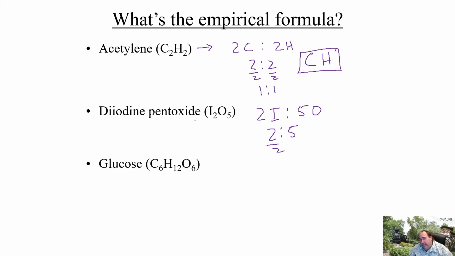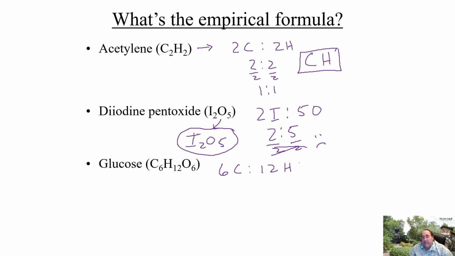That means if I try to divide by 2, that's a little problematic. That's not going to give me a whole number here. That's going to be like 2.5. So that is no good. So that means that is really the simplest we could get it. So the I2O5 is both the molecular formula and the empirical formula, as that is the simplest ratio that is present. Lastly, here we have glucose, which is 6 carbons for every 12 hydrogens for every 6 oxygens.